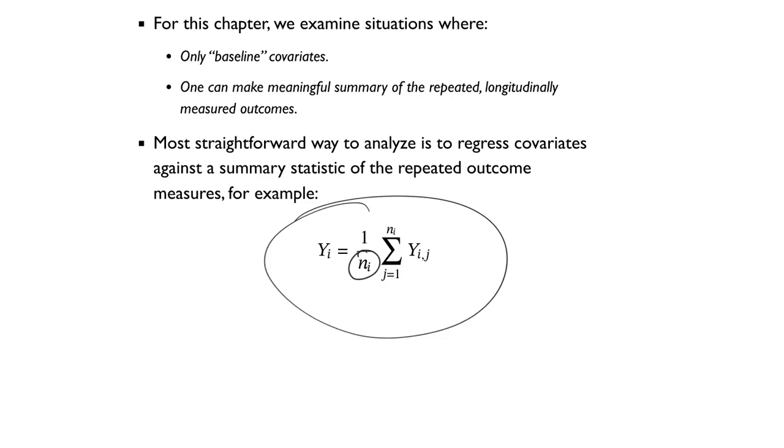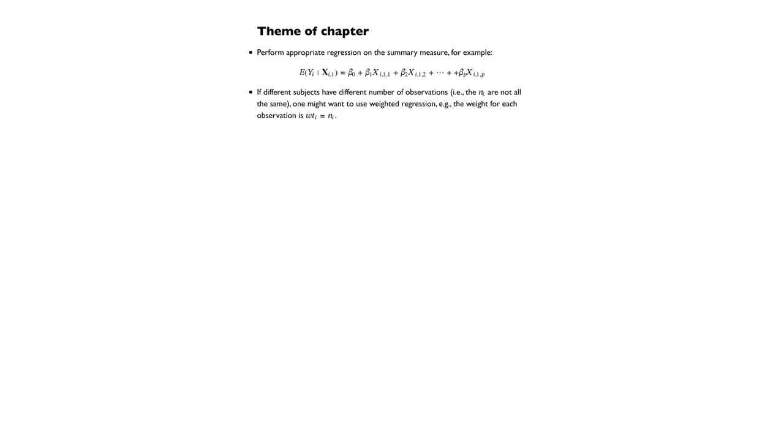So again, this is one of the simplest summaries we can do. And then once I get that summary, I don't have repeated measures anymore. I just have the baseline covariates and the summary outcome, and then I can do what I would normally do without having to take this class.